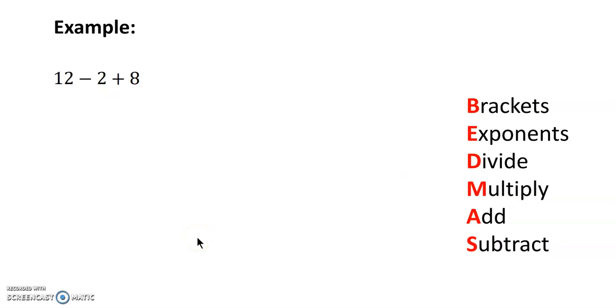For our next example, same goes. Do not add your 2 plus 8. What do you have? You have adding and subtracting. When you have those both, you need to work left to right. Subtraction is leftmost. We do that first. 12 minus 2 is 10, plus 8 is 18.